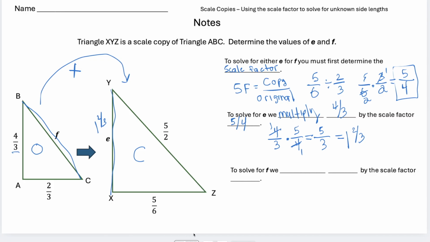All right, we're halfway there. Now we want to solve for the value of F. We're trying to figure out the value of something called the hypotenuse of this right triangle. Notice when you go from the copy to the original, the shape's getting smaller. So instead of multiplying, we're going to divide going this way by the scale factor. So to solve for F, we divide.